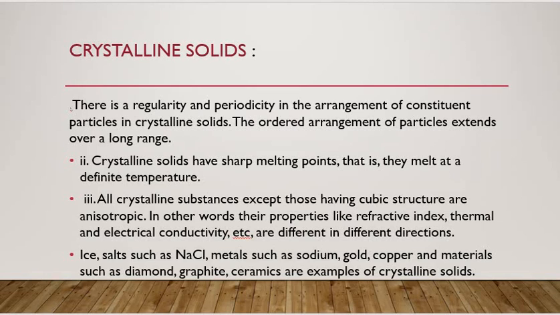All crystalline substances except those having cubic structure are anisotropic, meaning properties like refractive index, thermal and electrical conductivity are different in different directions. Examples: ice, sodium chloride, metals like sodium, gold, copper, diamond, graphite, ceramics. These are all crystalline solids.